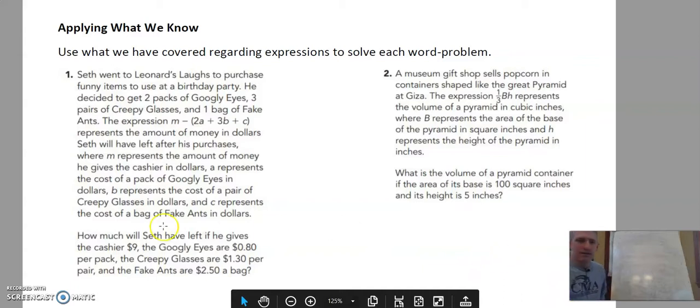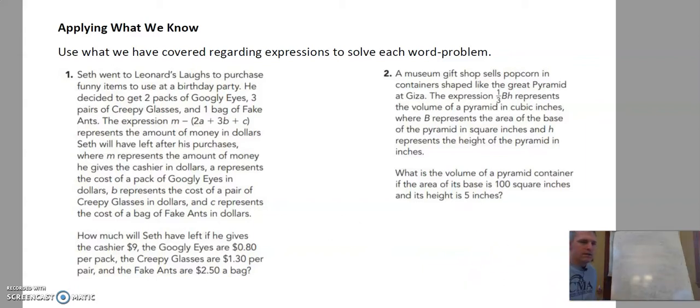Okay, so let's list out the information we're given. Alright, first I'm going to start with this expression. M minus, in parentheses, 2A plus 3B, plus C. Alright, so let's go with another one here.